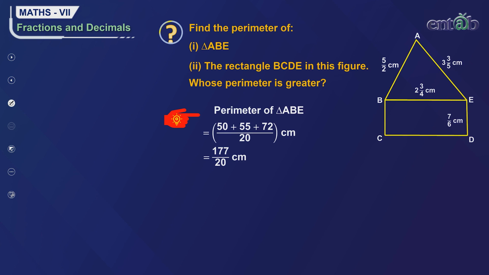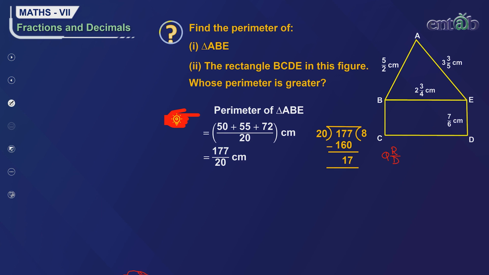But this is not the standard way of giving an answer. So, we will convert this to the mixed form. For this, we will divide 177 by 20. What do we get? We get the remainder as 17 and quotient as 8. Now, to write an improper fraction into the mixed form, we use the quotient remainder over divisor form.